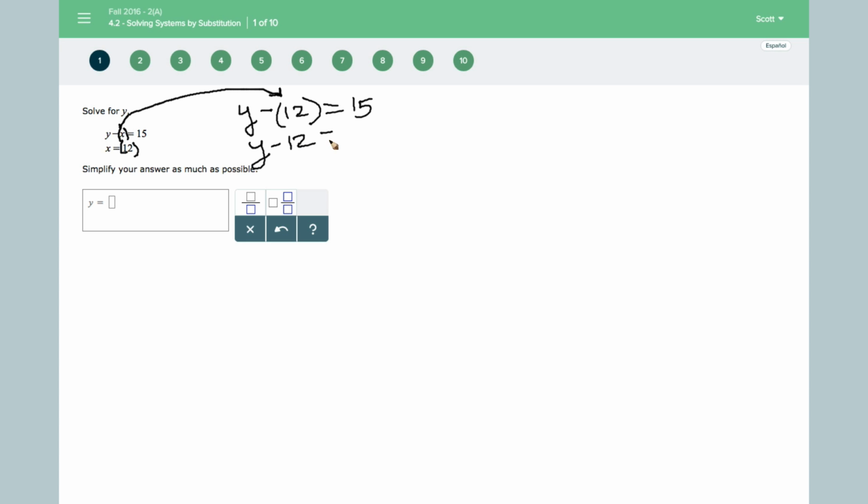y minus 12 equals 15. There's nothing to distribute other than that negative. And then I'm going to add 12 to both sides. And I have y equals 27. So I'll put 27 right here. And that's how you do these first few. Let me go to the next one.